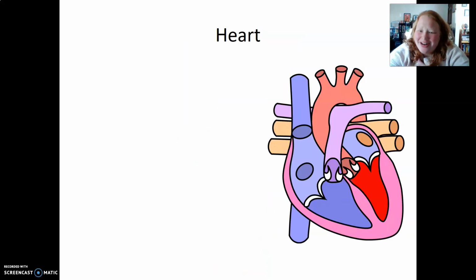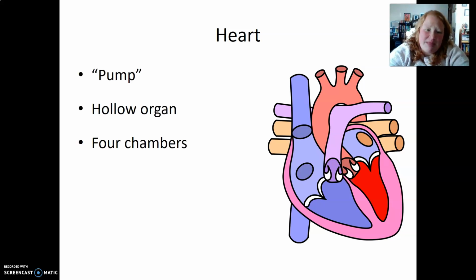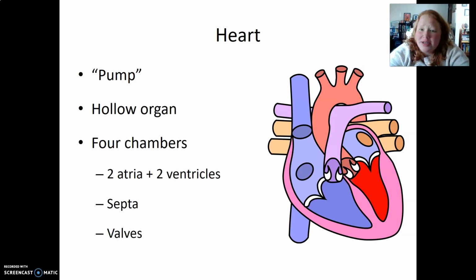So the heart, right? The heart is the main machine in the middle that's responsible for pumping all this blood. It's a pump. It is a hollow organ, and it has 4 chambers. So if you cut open a heart, you'll notice that there are chambers in it. There are 2 atria. The atria are these small chambers on top. So you have 1, 2. And then you have 2 ventricles, and these are the bigger chambers on the bottom. So 1, 2.